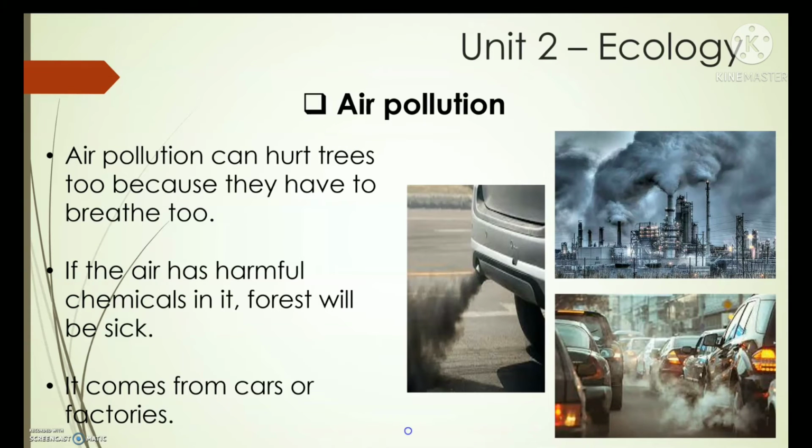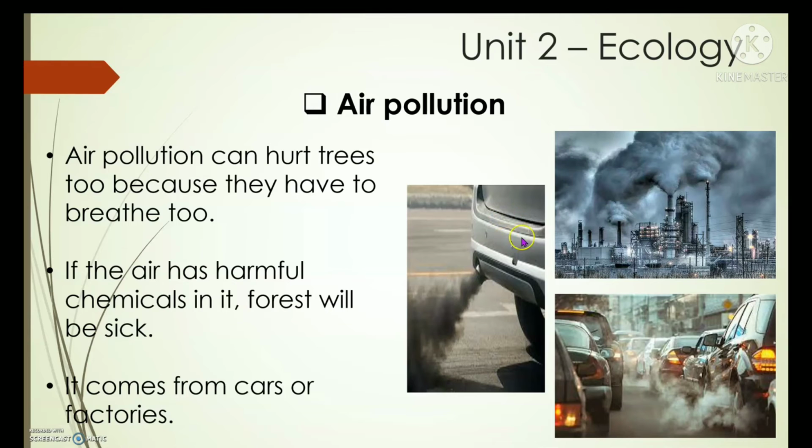Next, another cause of deforestation is air pollution. Air pollution can hurt trees too because they have to breathe too. We know that trees give us oxygen and they also take carbon dioxide from the air. So if the air that they get is coming from something like this, they will die. Okay? So it says if the air has harmful chemicals in it, the forest will be sick.